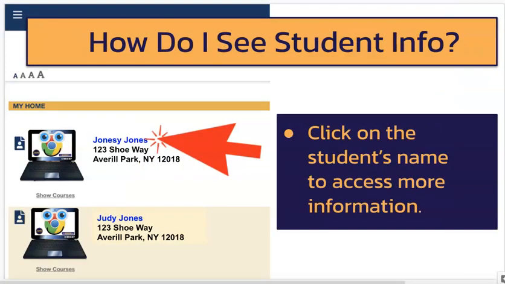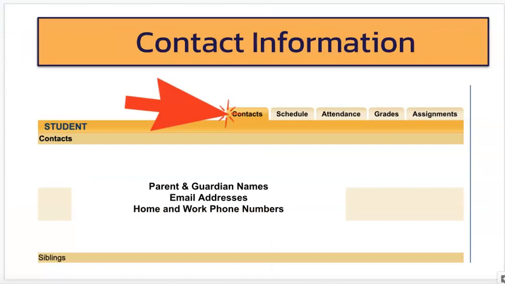Once you sign in, you'll see any students you have listed. If you click on the name of one of your students, that blue text there, it'll bring you to their information. There are a series of tabs here, and each one of them gives you some important information that you may want to consider. The first is contact information, which includes names, addresses, and phone numbers. Anything that's not correct there, please contact us and let us know here at the main office.